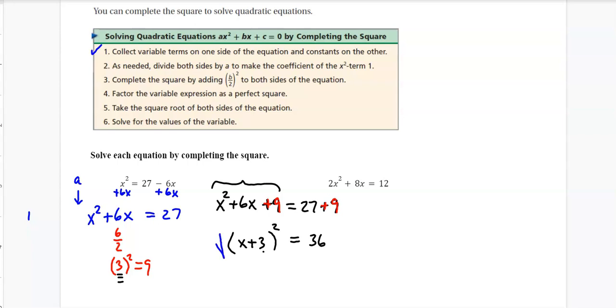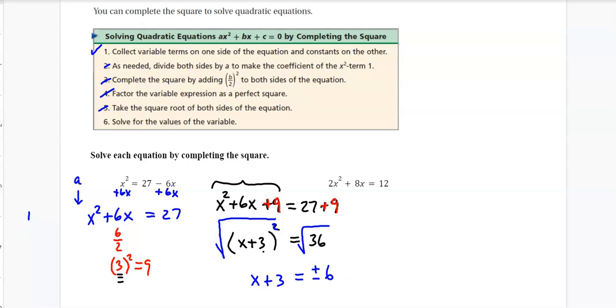And let me just make sure I'm following the steps. We completed the square. We didn't need to do this. We factored it, yep. And now we're going to take the square root of both sides. So I'm taking the square root of both sides, and that just wipes out the 2, so I'm left with just the x plus 3, which is nice. And the square root of 36 is plus or minus 6. Positive or negative 6. Now we got to solve both cases.